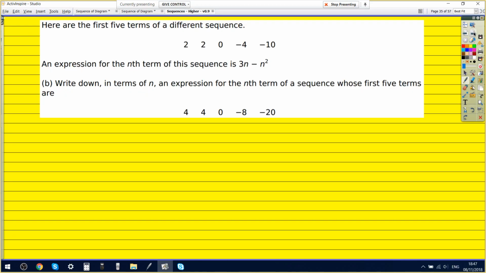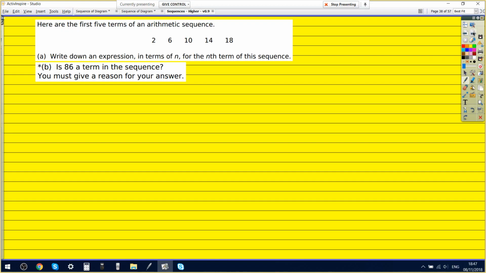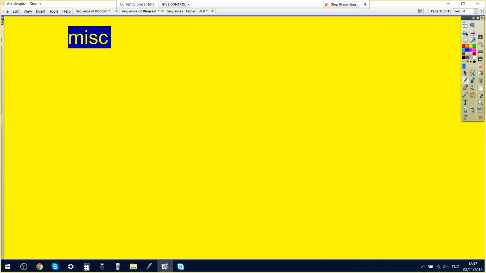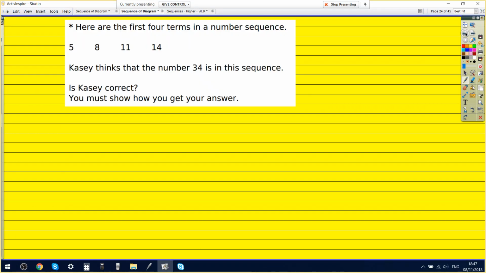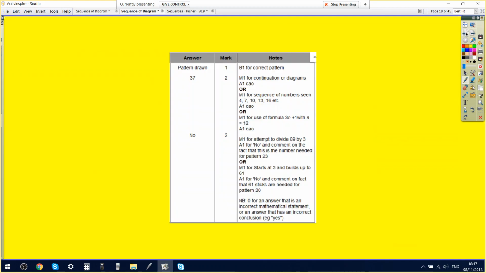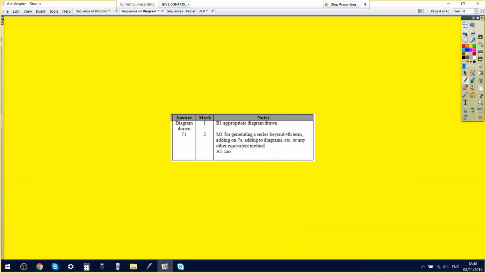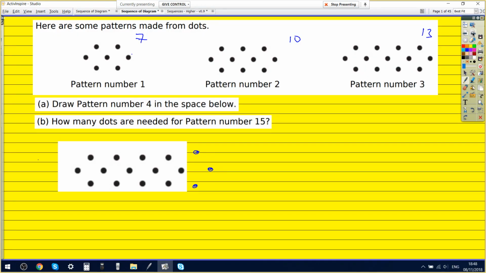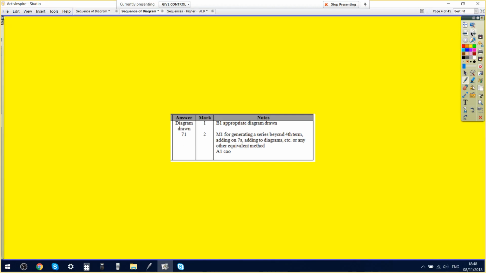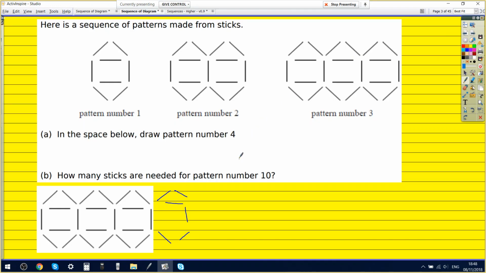I'm going to leave that one. Let's go back to the ones that we skipped from before, because I said that using this trickier method will make them actually easier. They're supposed to be easy, but they're not. This one. How many sticks are needed for pattern 10?